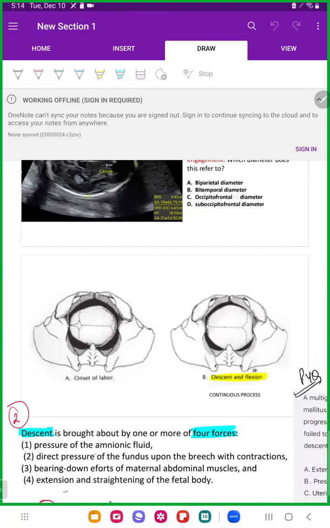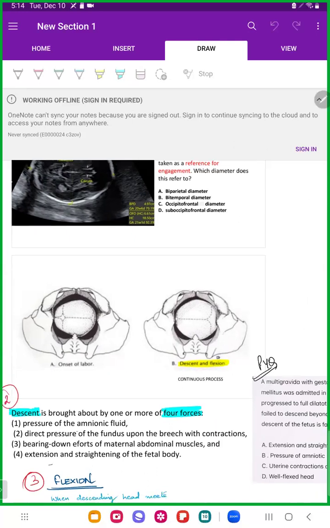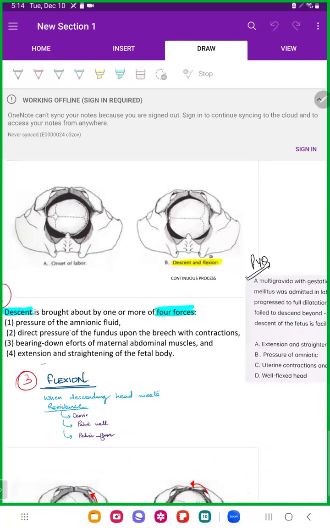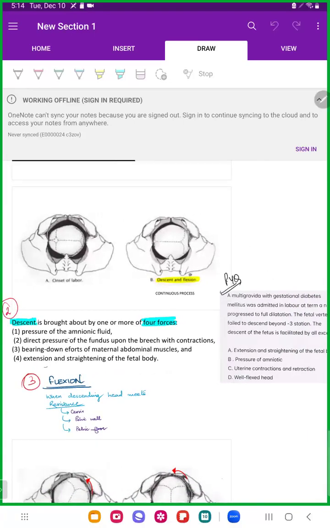Next is descent and flexion. For engagement, flexion and descent are also important. Descent and flexion are a continuous process. So how does descent occur? At least one or more of these four forces are required: pressure of the amniotic fluid, direct pressure of the fundus upon the breech with contractions, bearing down efforts of the mother, and extension and straightening of the fetal body.